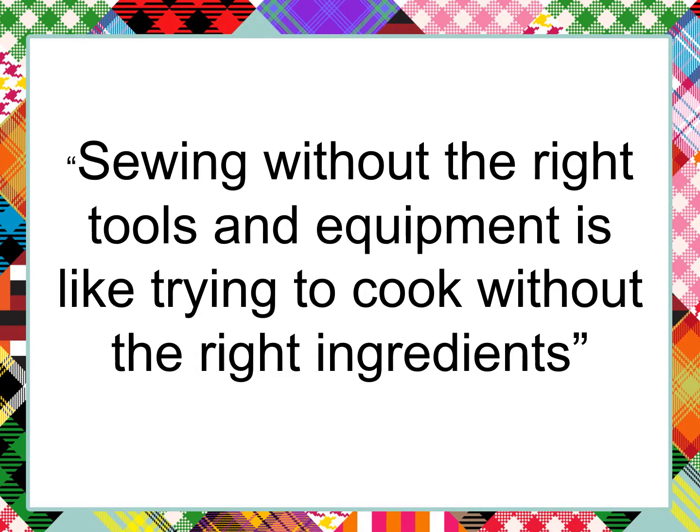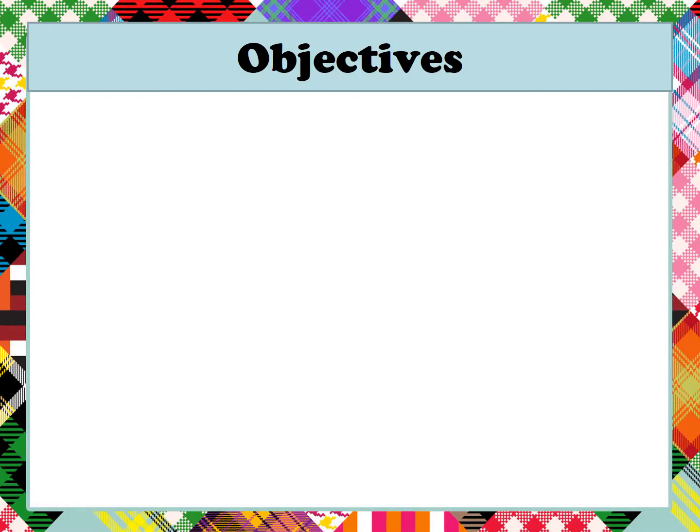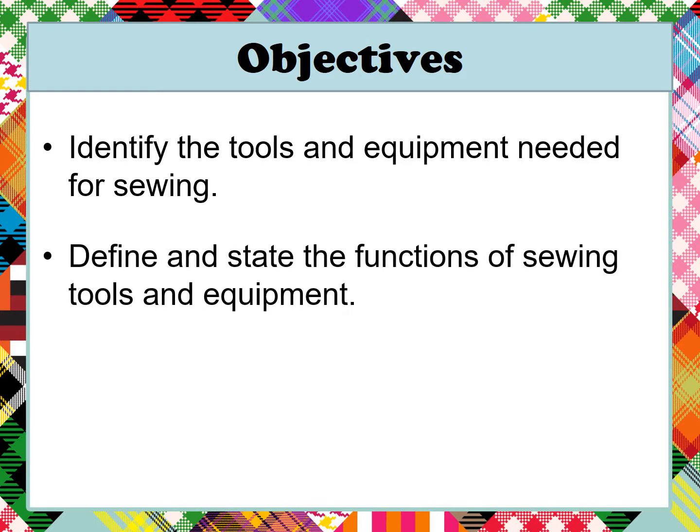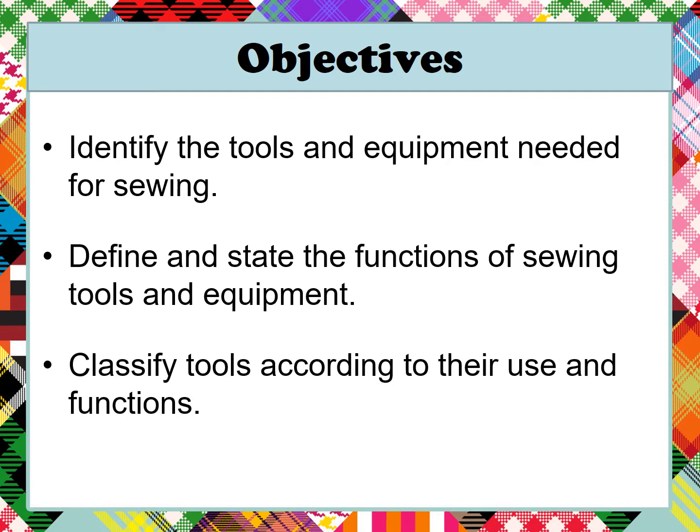Thought for today: sewing without the right tools and equipment is like trying to cook without the right ingredients, and you know the result of that. What are the objectives? Number one, you'll be able to identify the tools and equipment needed for sewing. Two, you'll be able to define and state the functions of sewing tools and equipment. Three, you'll be able to classify tools according to their uses and functions.